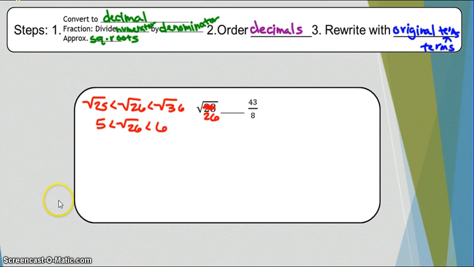If we look at that, the square root of 26 is really close to 25. Since 25 and 36 are so far apart, and 26 is so close to 25, we're going to say it's about 5 and 1/10. So that's what this one is over here.